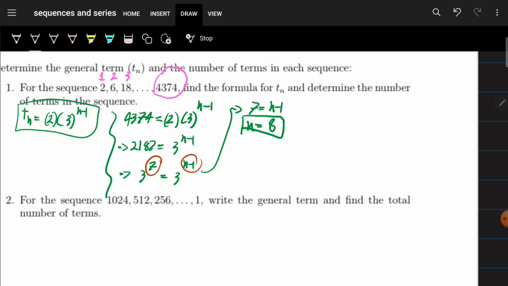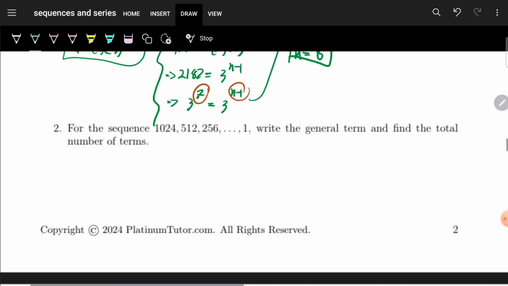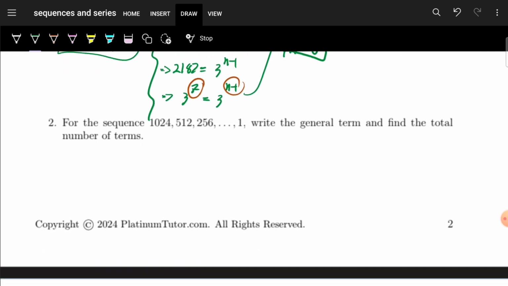So there are 8 terms in this sequence. Okay, that's the answer for this one. Let's look at the next problem. So the next problem is just like the top one, except with different numbers. So this is going to help us get practice. Okay, let's have a look at it.